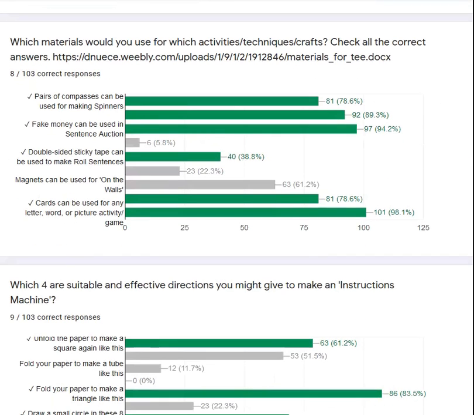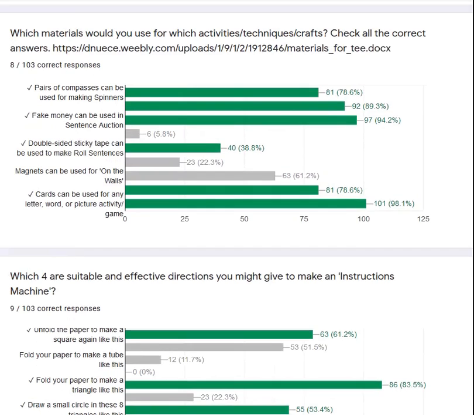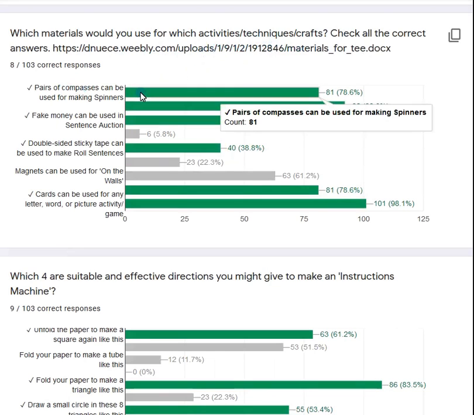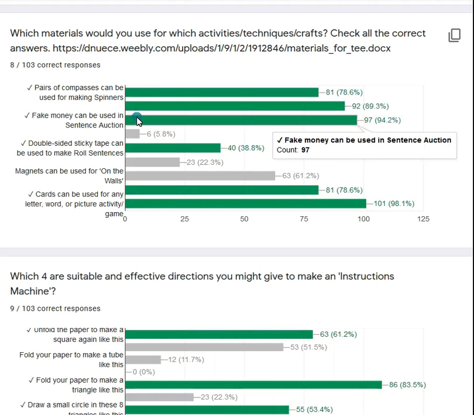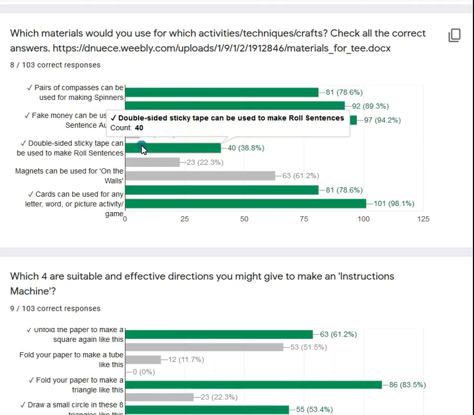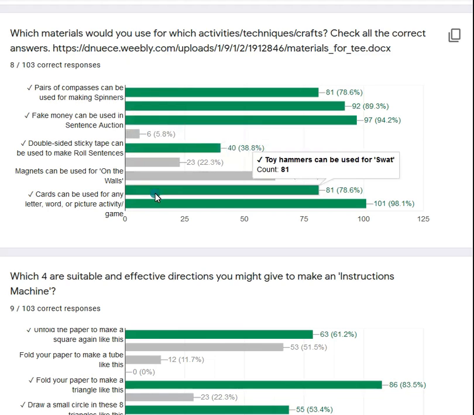So materials. This is where there's more answers. You've got 6 answers correct here. So you have to know what these different things are. Pair of compasses can be used for making spinners. Yes. Staplers can be used to make flat books. Yes. You staple the side. Fake money from sentence auction. Yes. Sticky tape. Yeah. You can roll the card and then you stick it with double-sided sticky tape.